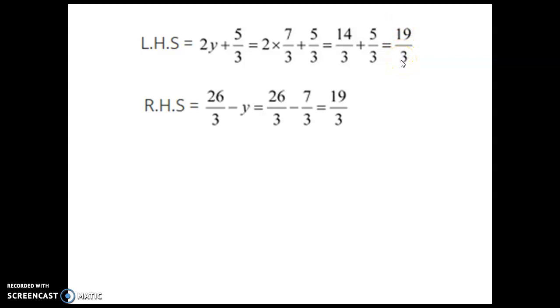Now putting RHS. RHS is equal to 26 by 3 minus y. So y value is 7 by 3. So here you are having denominator 3 as common. So 3 LCM you will write here. Then 26 minus 7 equal to 19. 19 by 3 is the RHS. So LHS and RHS are equal. So that's the correct solution.